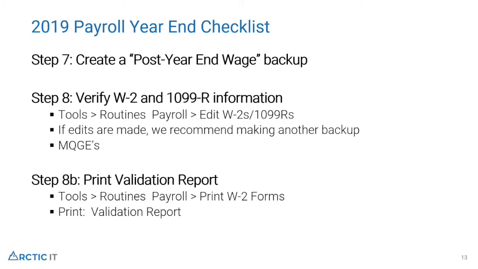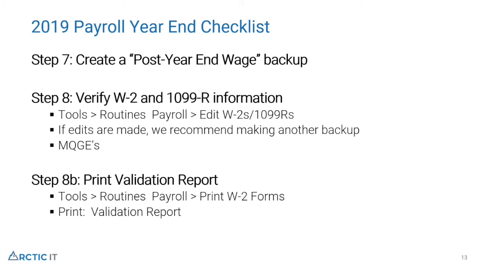All right. Step 8B is to print a validation report, and that is under the Print W-2 form window. The validation report is kind of like your build report, your exception report, and it just says, hey, here's some things that I think that you should check on before continuing on. In general, these are address issues because somebody's address is too long for magnetic media and you need to shorten the address or move that down to address line 2.